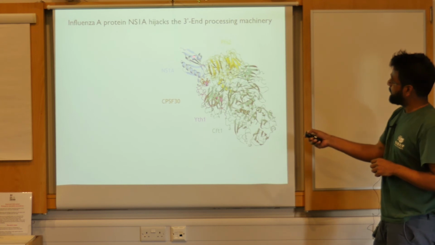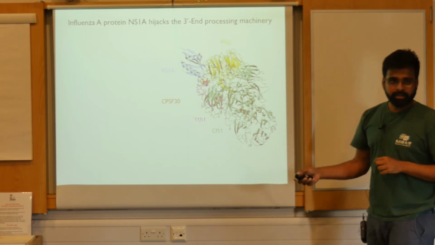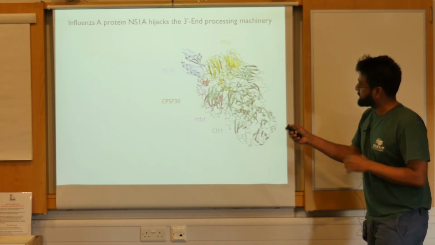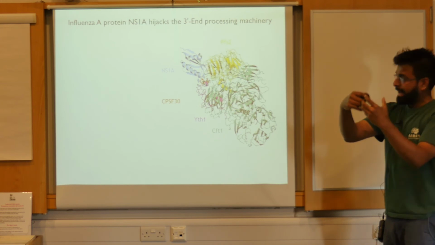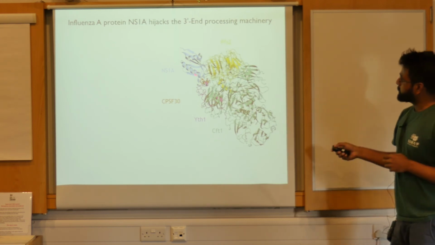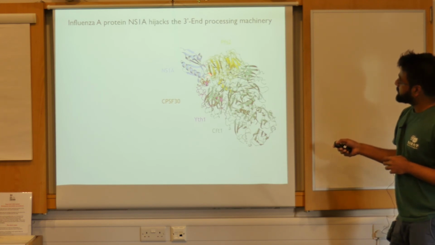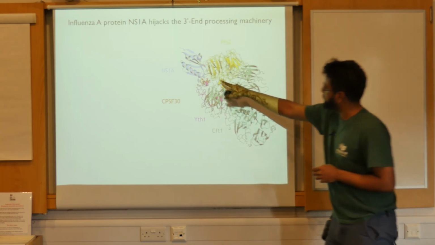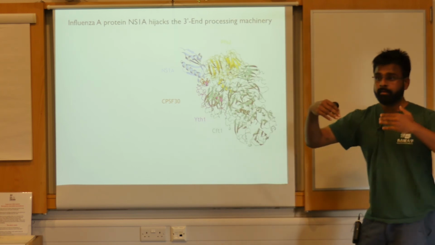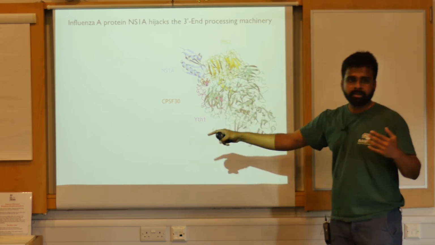As you can see, the virus protein sits in between the yellow protein and the pink protein, and it physically makes it impossible for them to interact together. And also it sits in a very important region. Turns out that this junction here is where RNA binds to my complex.